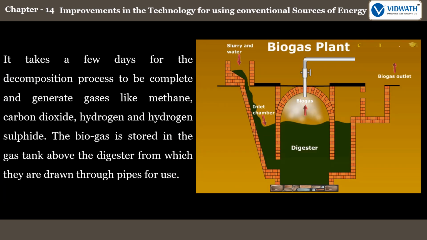It takes a few days for the decomposition process to be complete and generate gases like methane, carbon dioxide, hydrogen, and hydrogen sulfide. The biogas is stored in the gas tank above the digester, from which it is drawn through pipes for use.